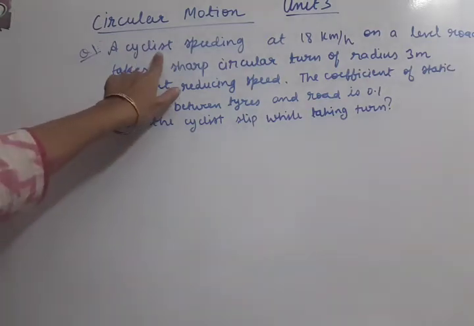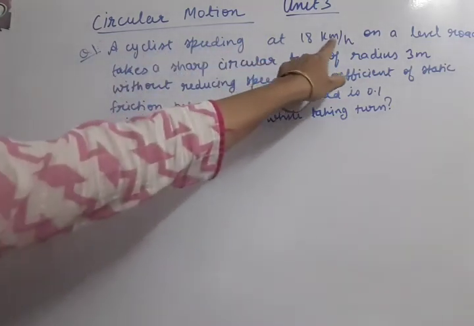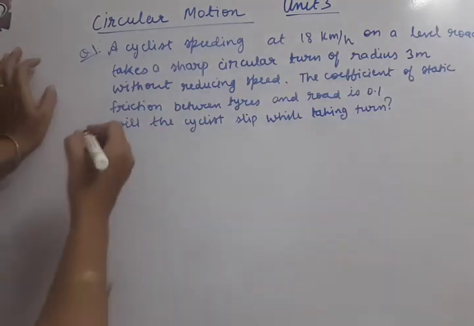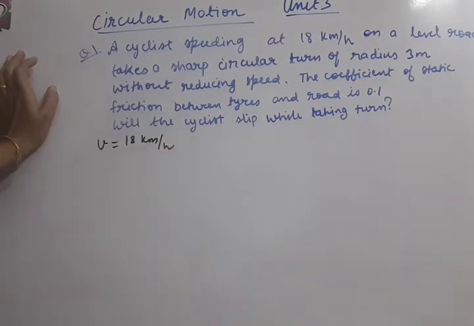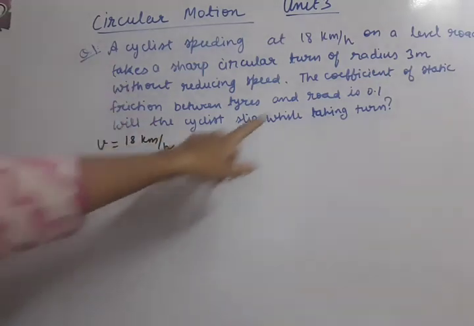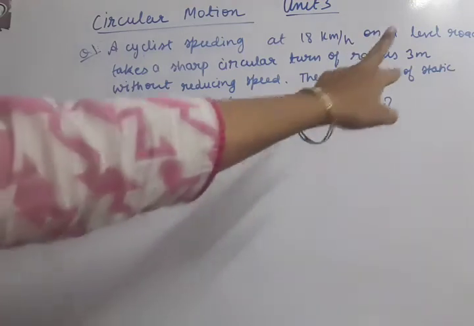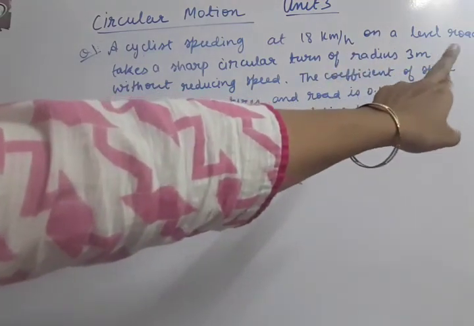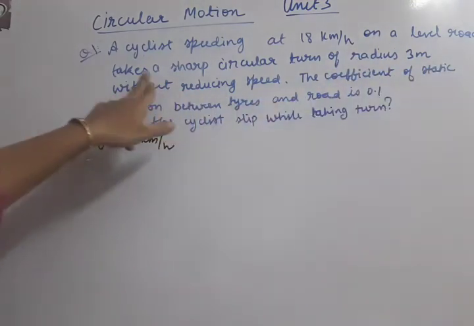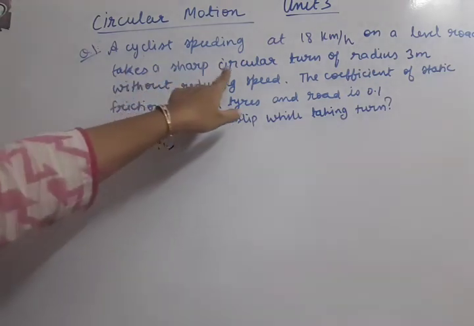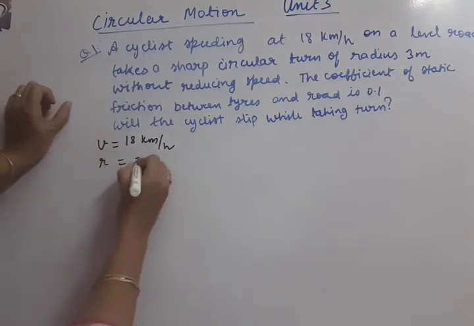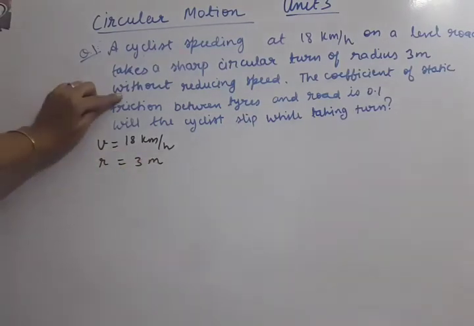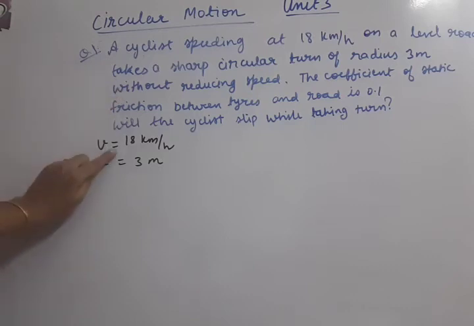A cyclist is speeding at 18 km per hour. So let us write the data. The speed of the cyclist, or speed of the vehicle, is 18 km per hour on a level road. Okay, this is important. We need to read whether a level road is there or not. Then he takes a sharp circular turn of radius 3 meter. So the radius is given as 3 meter, without reducing the speed. He is using this speed only. Radius of the turn is this.